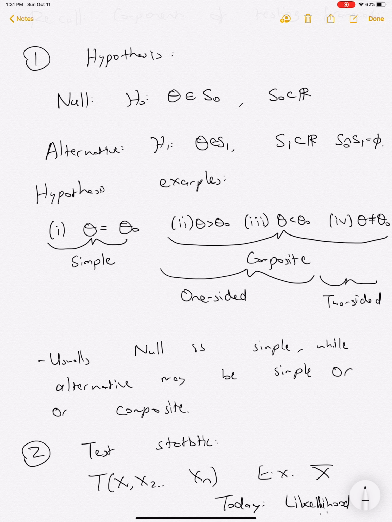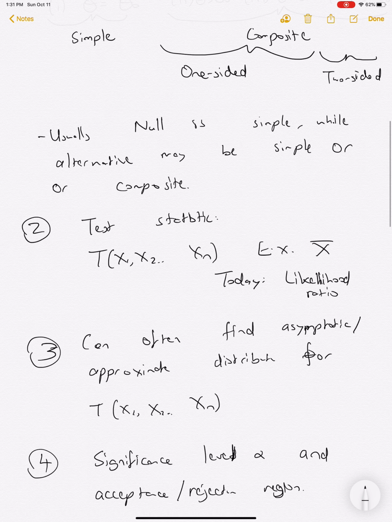The second key component is the test statistic. So this is a function of your data. So we use this notation T of x1 through to xn. So we saw an example of a test statistic in the previous lecture, which was the x bar or the sample mean, and that's a statistic we've seen a lot, and it can certainly be a test statistic too. We're going to see another kind of statistic here, which is the likelihood ratio, and that's going to be another pretty useful statistic.